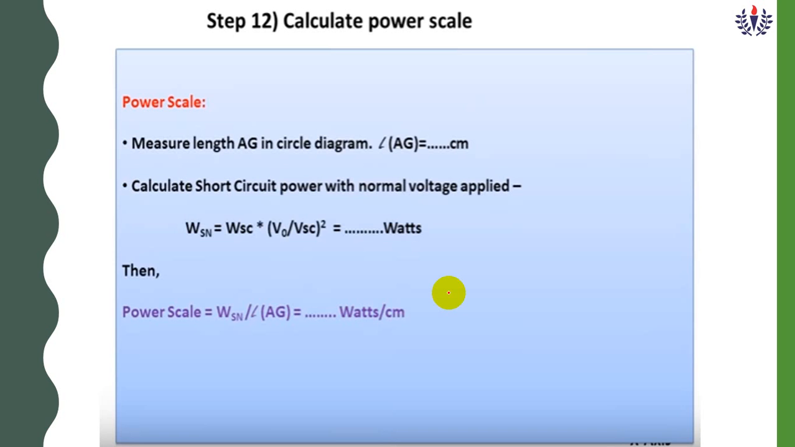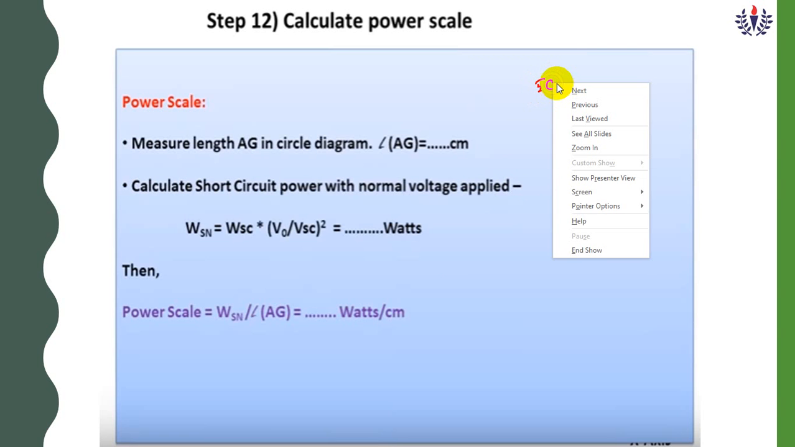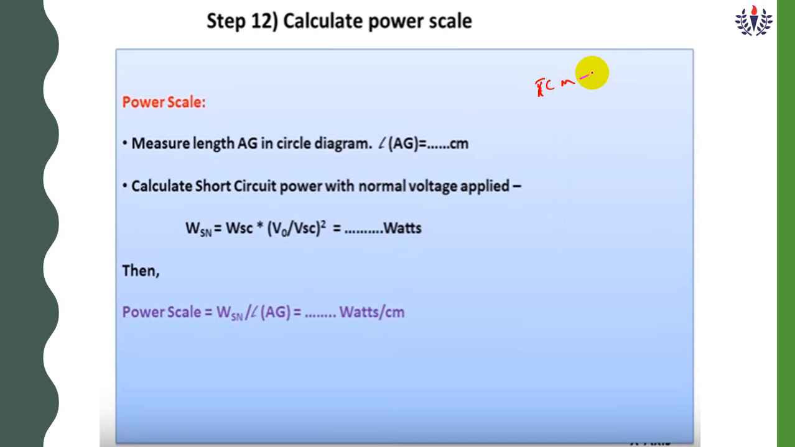The power scale which we are measuring in the circle diagram is the one I mentioned at the starting itself: 1 centimeter is equal to 5 ampere. So to measure the short circuit power, WSN at normal voltage equals WSC into (V0 by VSC) whole square. These are the steps.